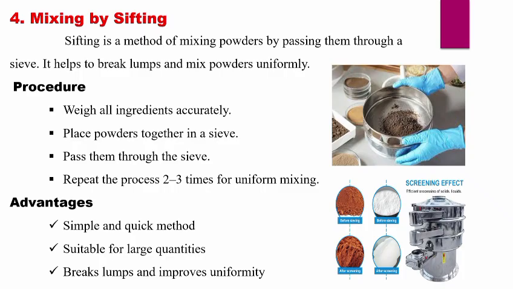Sifting is the method in which the powders are passed through the sieve, and it also helps to break the lumps and mixes the powders uniformly. Here we have to weigh the powders, place them on a sieve and pass them through the sieve, and repeat this process two to three times to get uniform mixing.